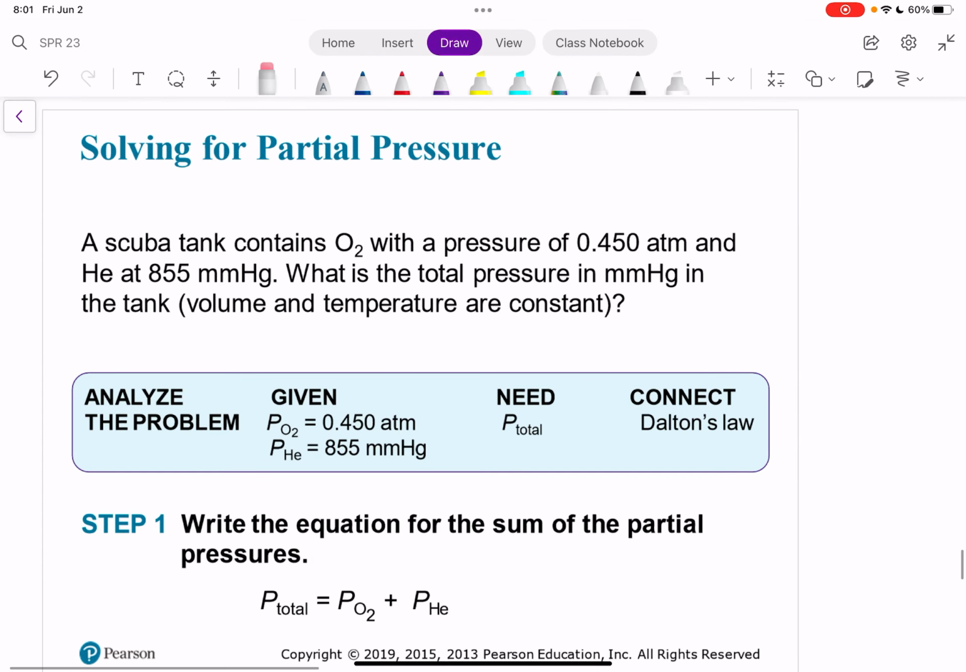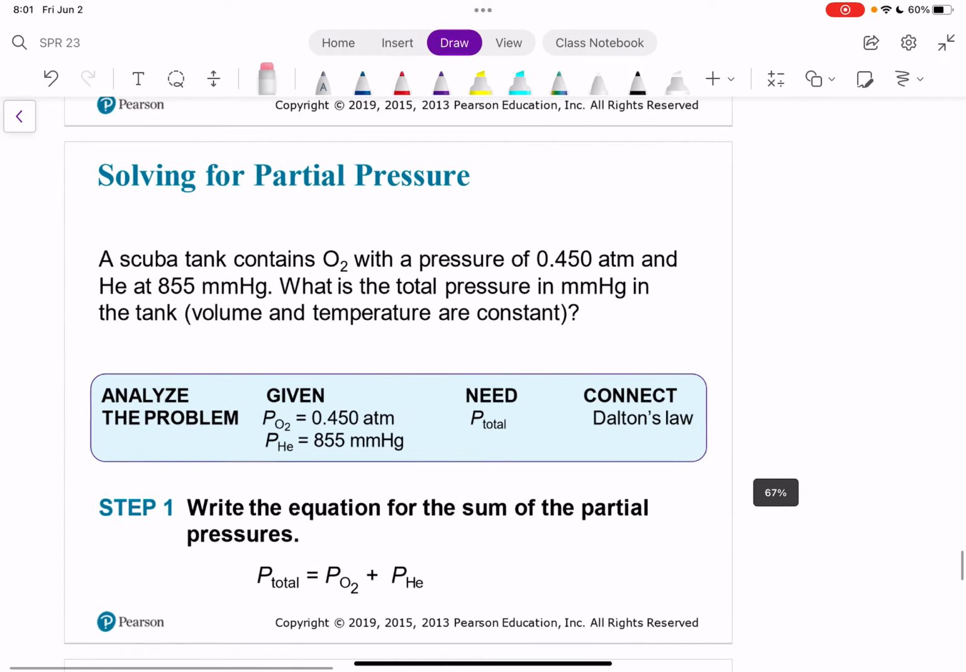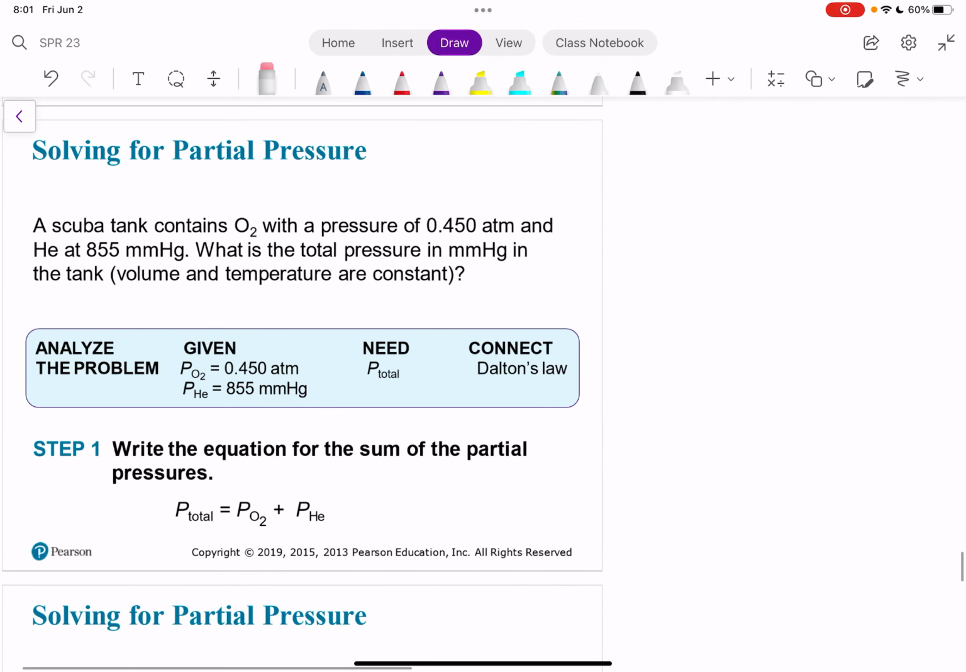Okay, so how do we actually do these problems? So a scuba tank contains oxygen with a pressure of 0.450 atm and helium at 855 millimeters mercury. What's the total pressure in millimeters mercury in the tank, assuming that we hold volume and temperature constant? Whew, okay, so how are we going to do this? Well, our goal is to find the total pressure in millimeters mercury.